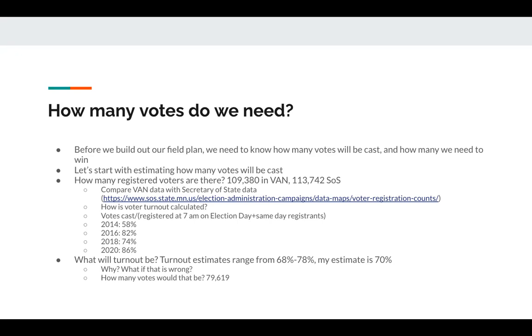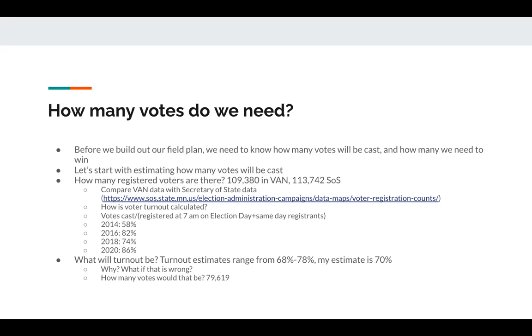Okay, so now we know how many registered voters there are, but how many of them are actually going to turn out to vote? Let's start by looking at what voter turnout was across these two counties over the last several elections. In 2014, it was 58%. In 2016, it was 82%. In 2018, it was 74%. And in 2020, it was 86%.